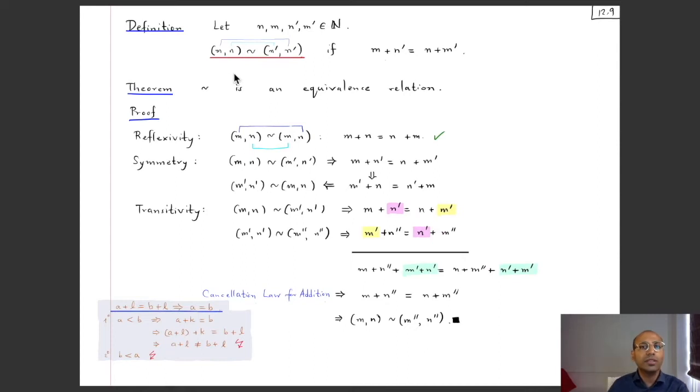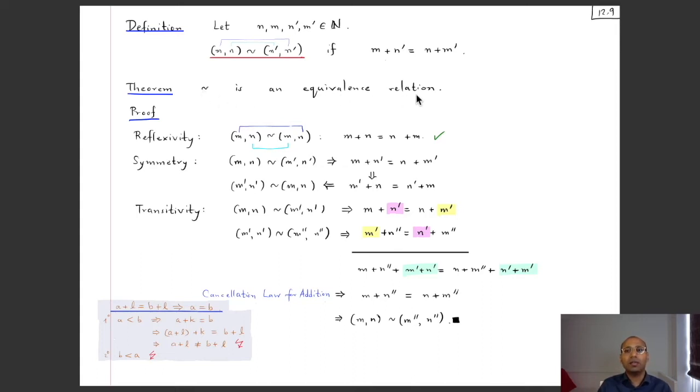So here is the definition of the relation tilde. Let m, n, m prime, n prime be natural numbers, then the ordered pair (m, n) is related to (m prime, n prime) if m plus n prime is n plus m prime. And the way to remember this is that you join these two and you add them up, and the inner ones you add them up, and the sum should be the same.